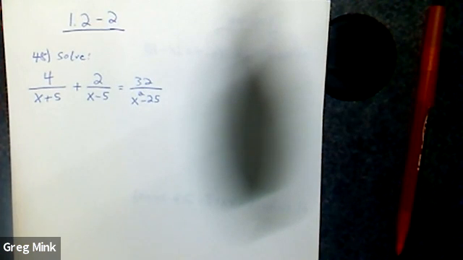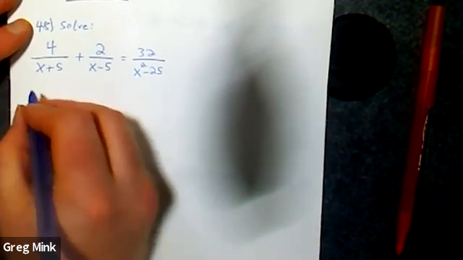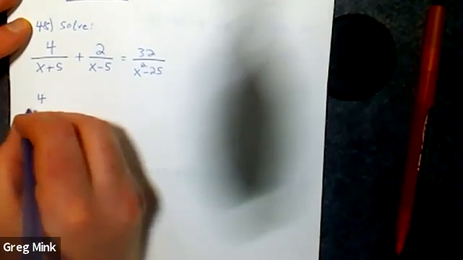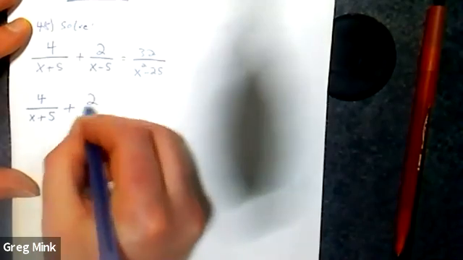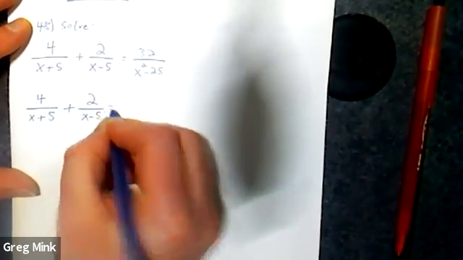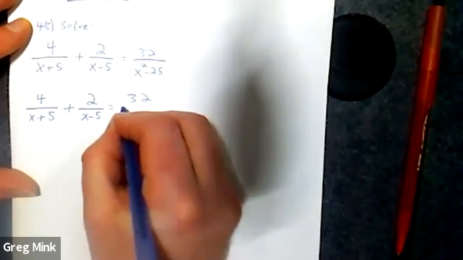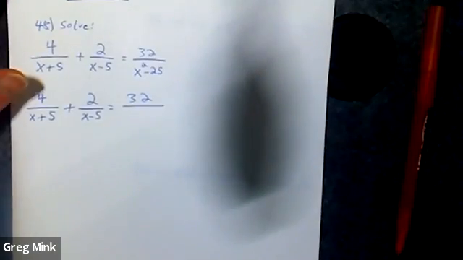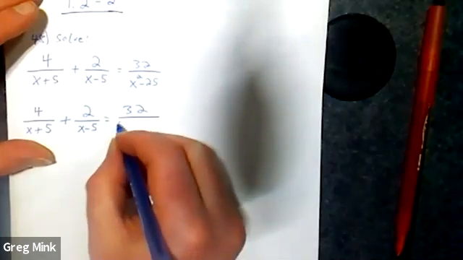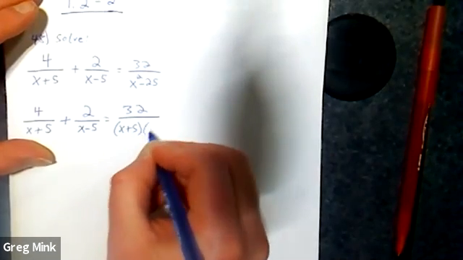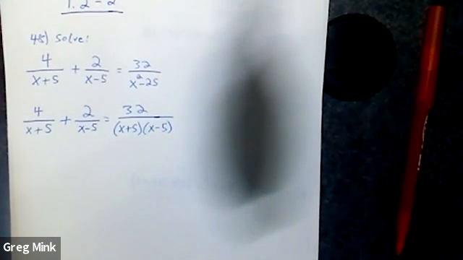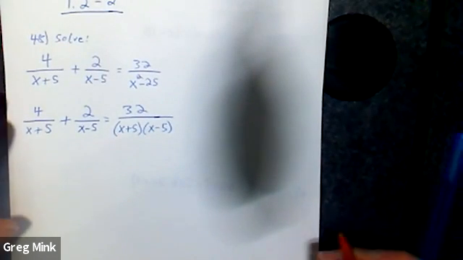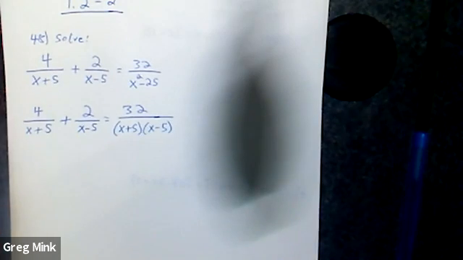So first step, when you have something like this, you want to get the bottom fully factored. So that's what I'm going to do here. I have 4 over x plus 5, that's fully factored on the bottom, plus 2 over x minus 5 is equal to 32. Now x squared minus 25, hopefully your factoring is up to snuff. As a difference of squares, that's x plus 5 times x minus 5. So I've just rewritten the problem. Well, why did I do that? Well, that helps me find the LCD so I can once again get rid of the fractions.